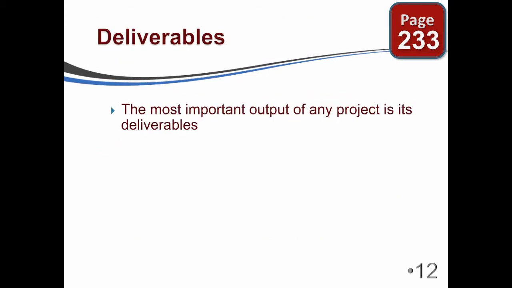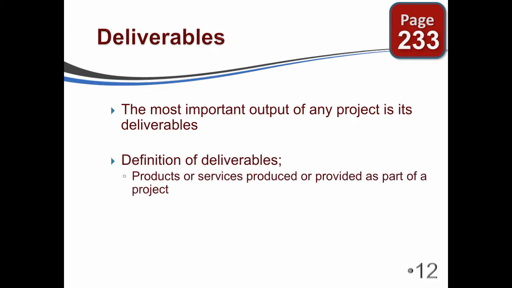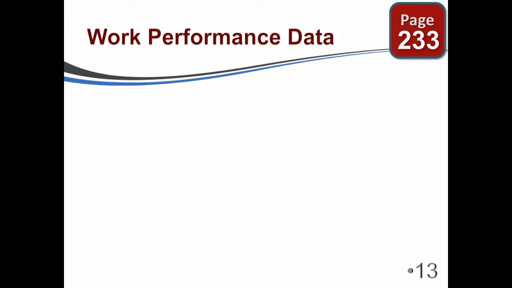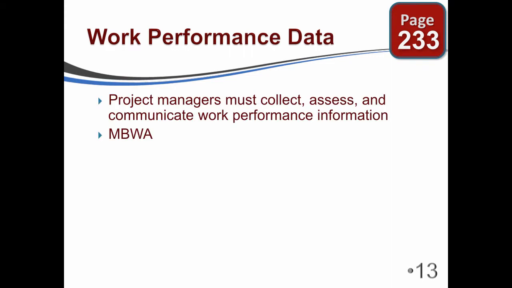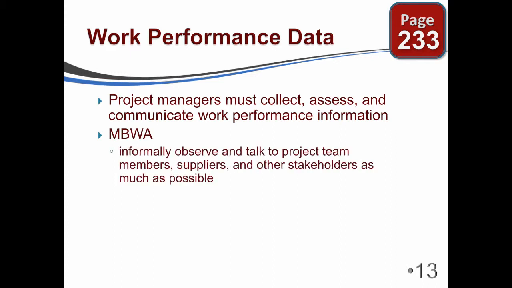The most important output of any project is its deliverables. Recall that deliverables are products or services produced or provided as part of the project. During the project execution, project managers must collect, assess, and communicate work performance information. One of the best ways I know of is by MBWA, Management by Walking Around. Basically, it's informally observing and talking to the project team members, suppliers, and other stakeholders as much as possible. That's not so that they see you or you see them. It's so that everyone sees your interest in the project. They know that you're attentive to what's going on.